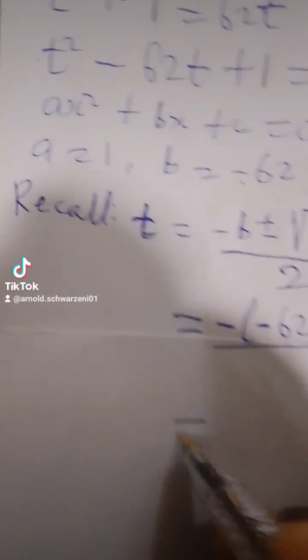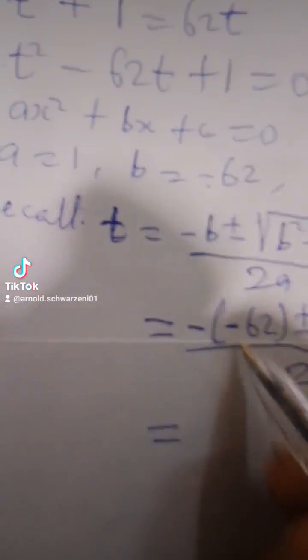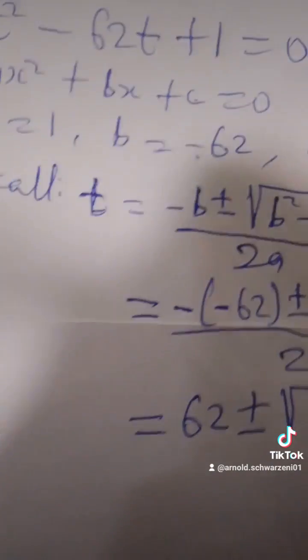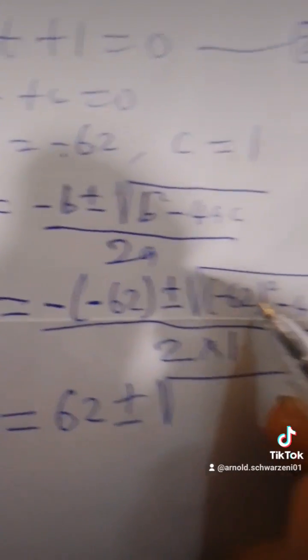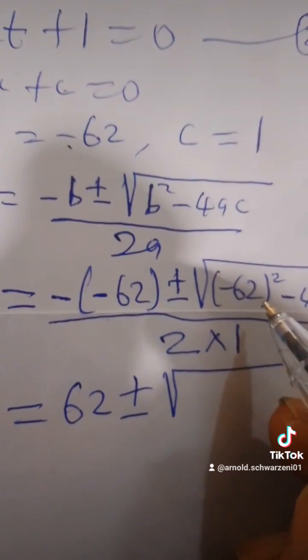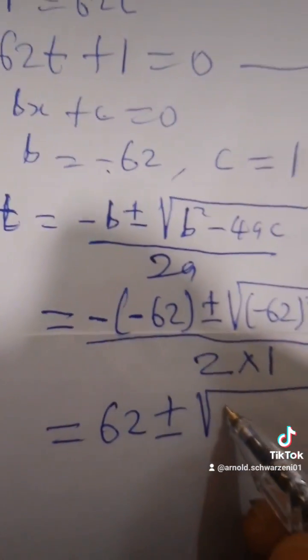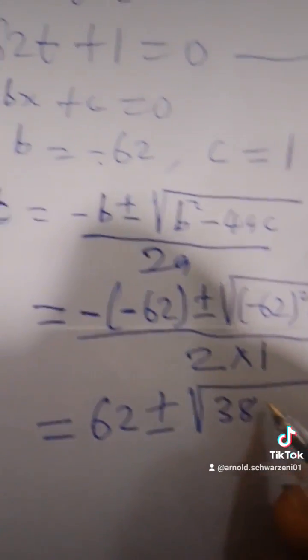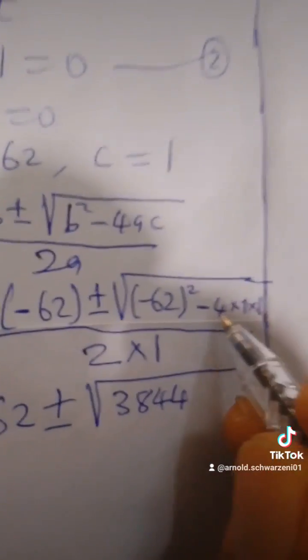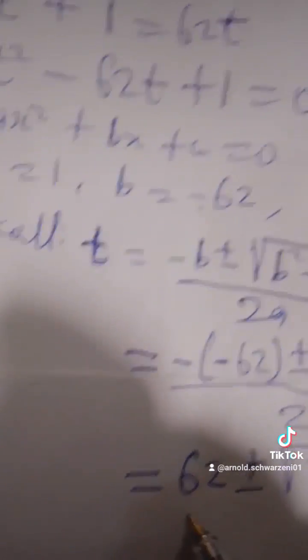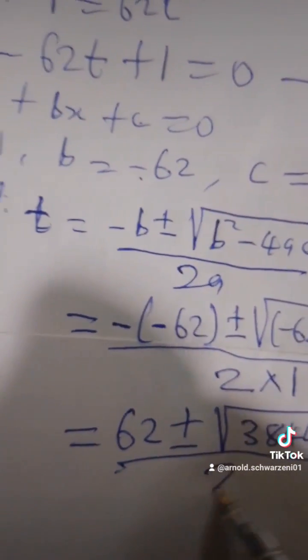So the next thing we do is, now minus times minus is plus, so we have ordinary 62 there, plus or minus square root of, now minus 62 all squared will give us 3,844, right? When you use a mathematical calculator, you do it. 3,844. Now 4 times 1 times 1 will give us 4, minus 4, right? All over 2 times 1 is 2.